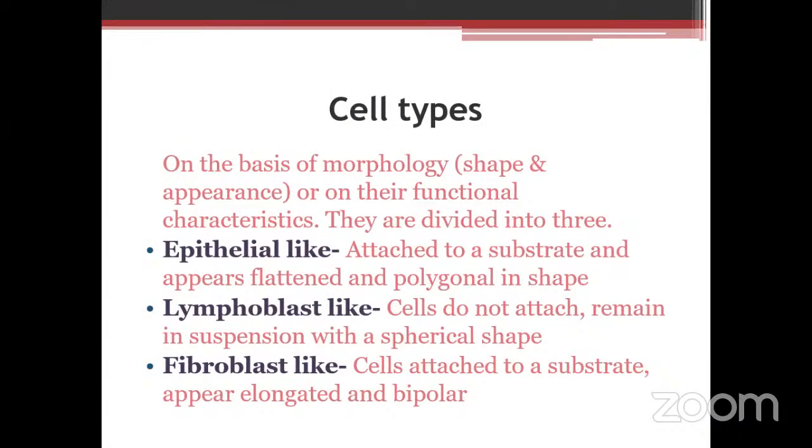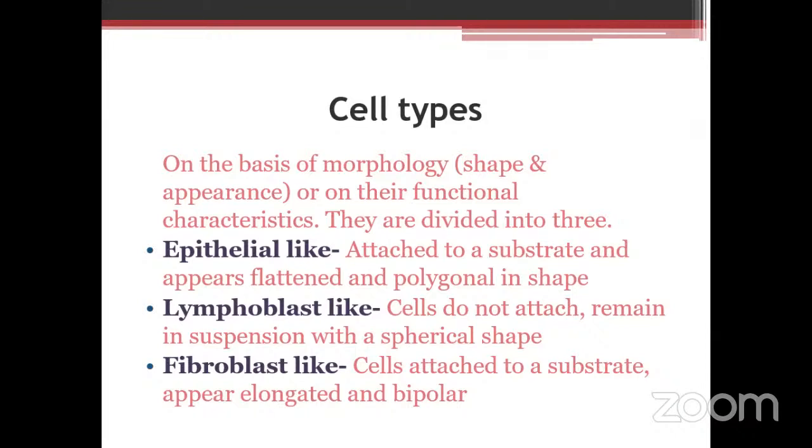Now we have different types of cells and their characteristics, which you can see based on morphology, that means shape and appearance, or functional characteristics. There are three types of cells: epithelial-like, lymphoblast-like, and fibroblast-like. Epithelial-like means the cells are attached to the substrate and appear as flat, plate-like structures or polygonal in shape, so they are epithelial-like cell types.